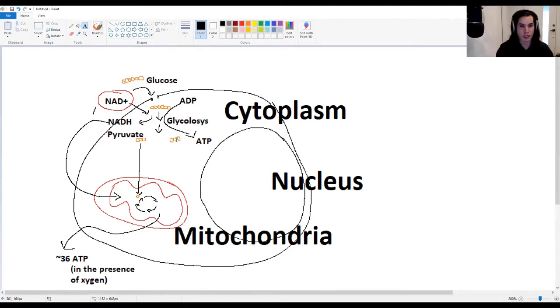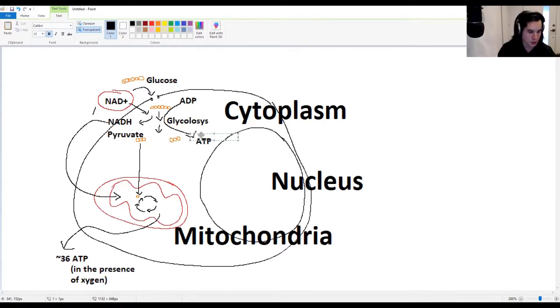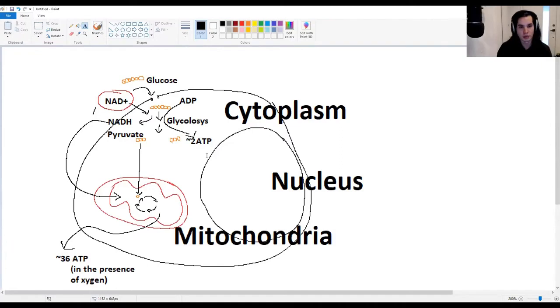But importantly, we're using NAD+ to create NADH, and we're using ADP to create ATP. And so remember, this is going to make a little bit of energy. With oxidative respiration, you're making about 36 ATP per glucose molecule. When it comes to glycolysis, you're making around 2 ATP per glucose molecule. It's not very much, but if we have no oxygen, it's our only option.